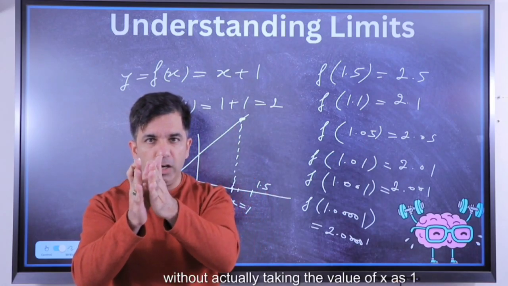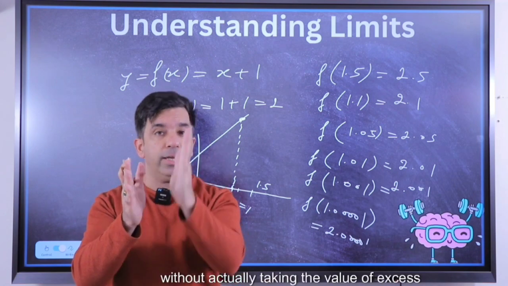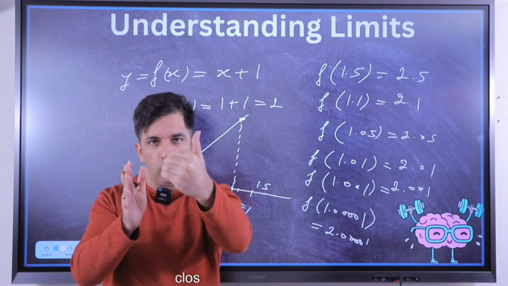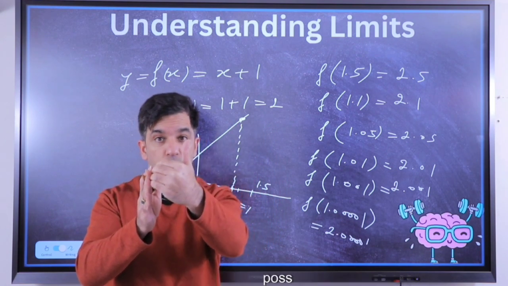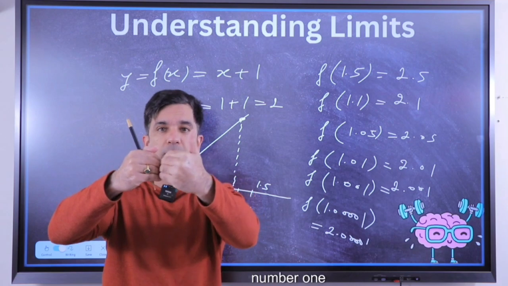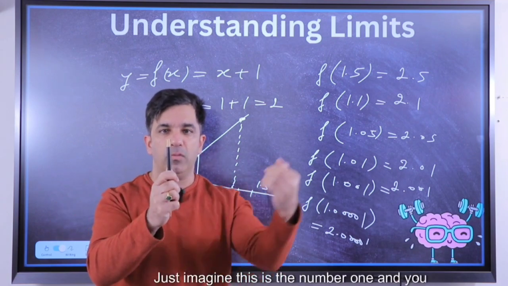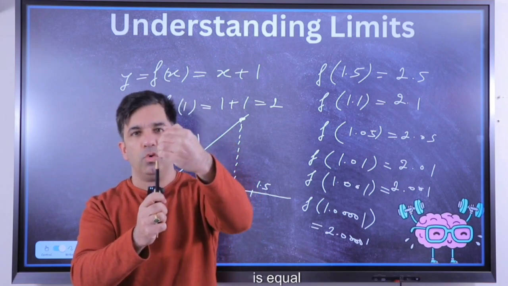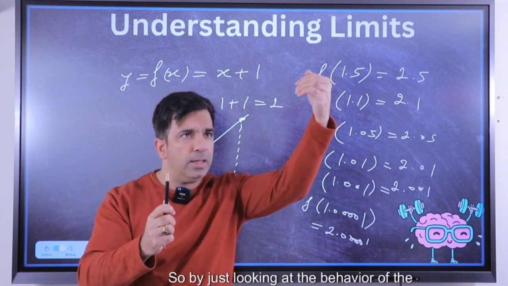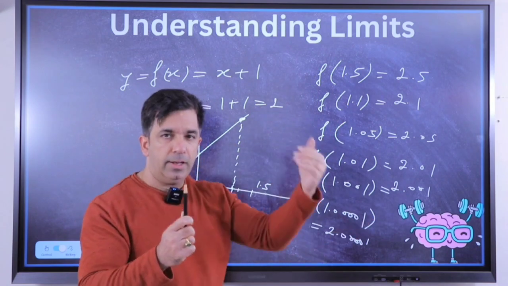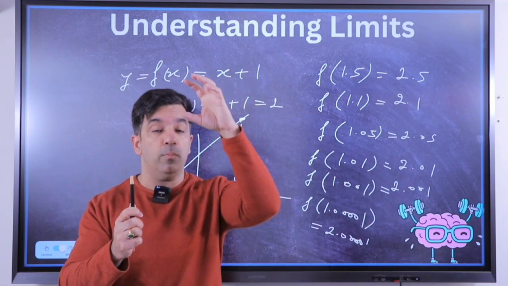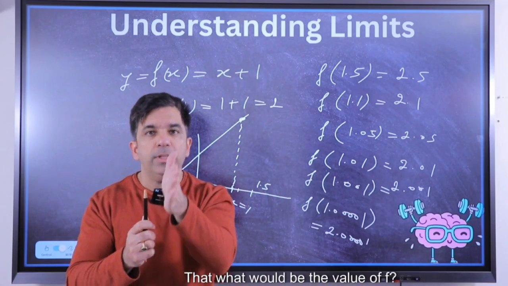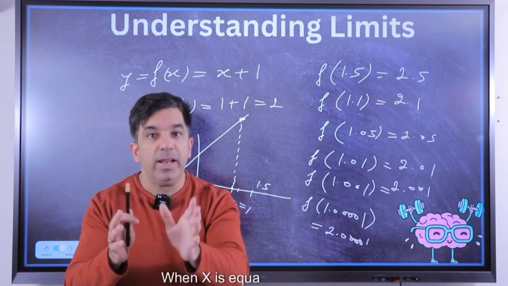Without actually taking the value of x as 1, just by coming closer to this number 1 as close as possible, just standing at the gate of this number 1. Okay, just imagine this is the number 1 and you're just standing at the gate of this number 1. So the number just after this is actually x is equal to 1. By just looking at the behavior of the values that are coming, what can you say that what would be the value of f when x is equal to 1?